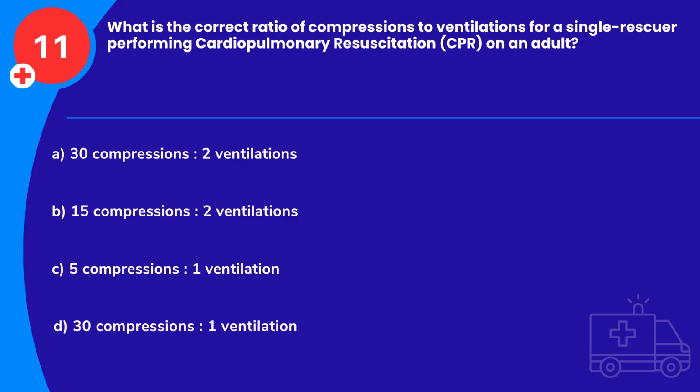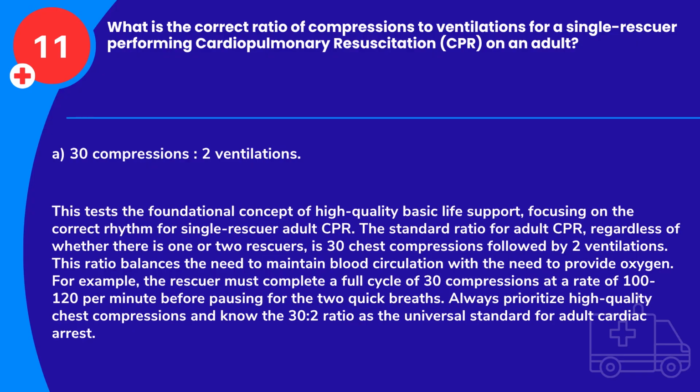on an adult? A. 30 compressions, 2 ventilations. B. 15 compressions, 2 ventilations. C. 5 compressions, 1 ventilation. D. 30 compressions, 1 ventilation. Answer: A. 30 compressions, 2 ventilations.